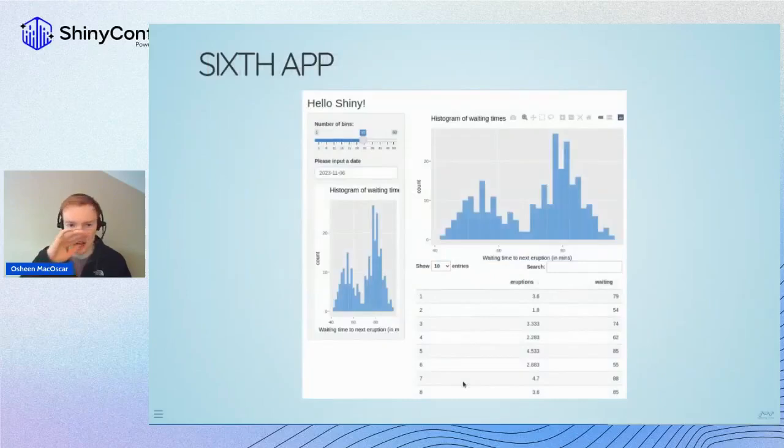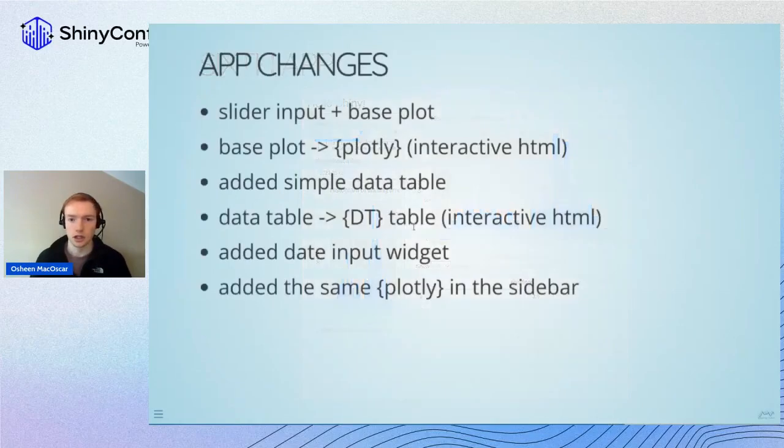And then the last app, I've got two plotlies, one interactive DT data table, and a date input. And the overall changes in the apps were, in the first app, it's just a slider input and a base plot. The second app, I changed the base plot to a plotly, interactive HTML widget. Then I added a simple data table.